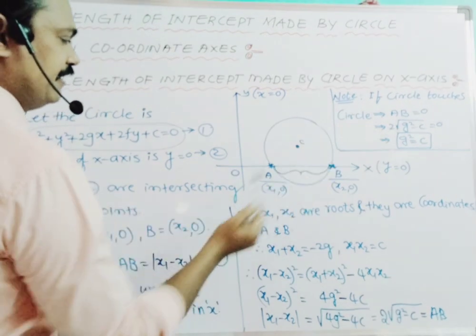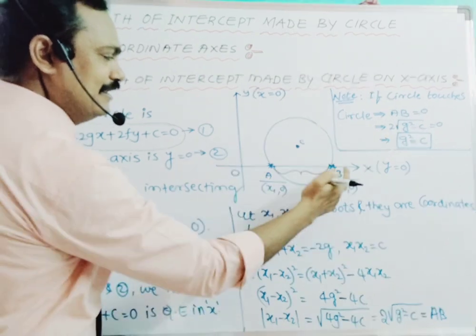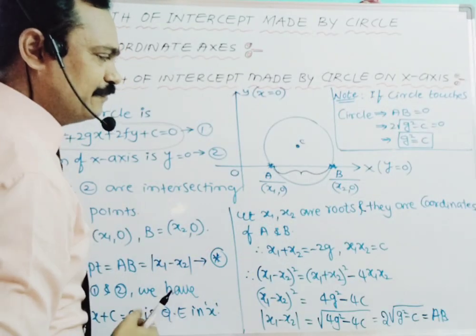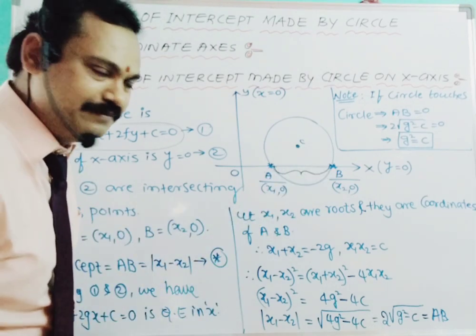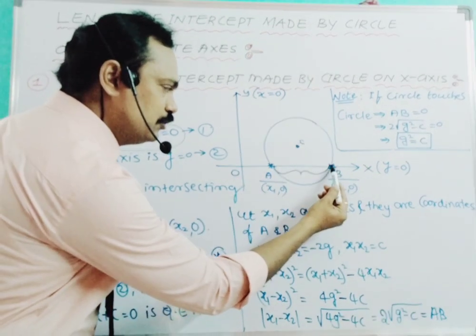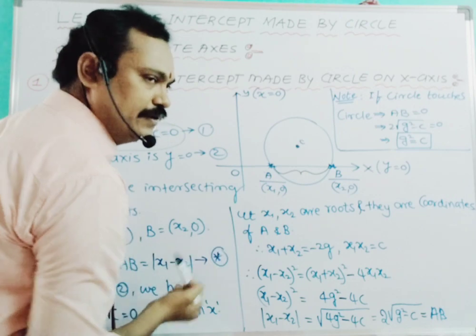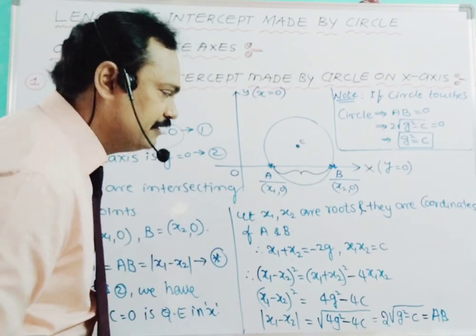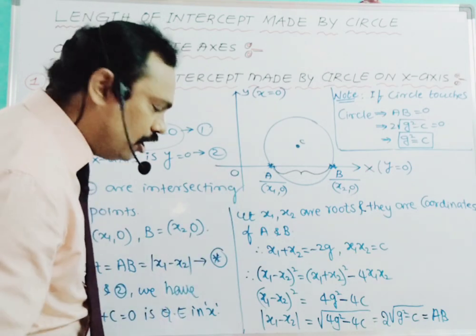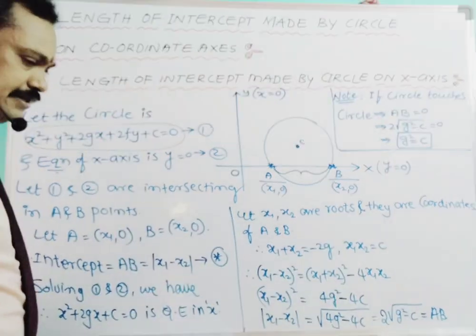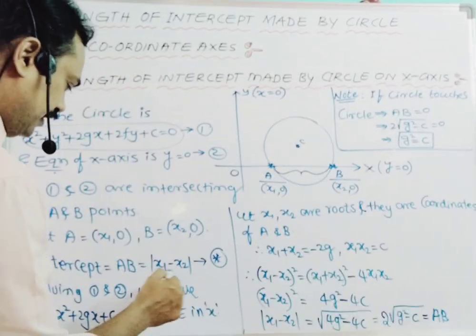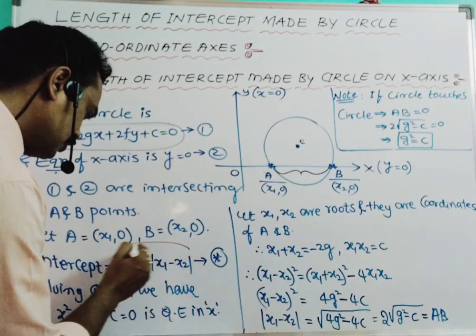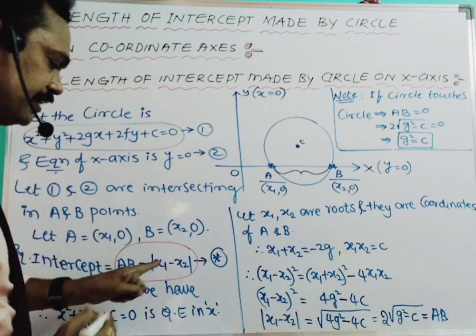The required intercept, according to this figure, is AB. This length. AB how much? OB length is x2, OA length is x1. Then AB length is how much? If you want to find the length AB, how do you get it? x2 minus x1, or modulus of x1 minus x2. Okay, this is your target. This has to be found.